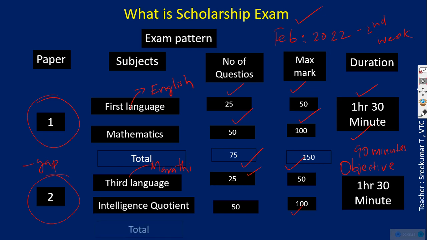Let me explain a little more about the concept. Again, total marks will be 300, total questions will be 150, and there will be 2 sessions. The first session of paper 1 covers first language English and mathematics. The second paper will be of 2 parts: third language Marathi, which is 25 marks, 25 questions, and the intelligence test, which will have 50 questions, each question getting 2 marks. That is the exam pattern.